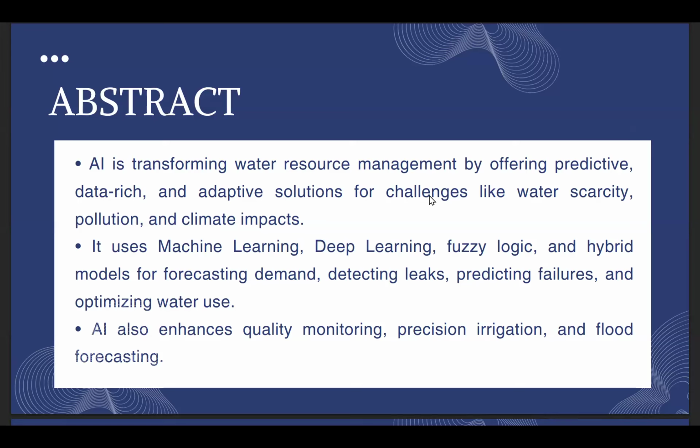Conventional systems rely on fixed routes and manual monitoring, while AI provides a data-driven and adaptive approach. It uses machine learning, deep learning, fuzzy logic, and hybrid models. These techniques help us forecast water demand, detect leaks early, predict system failures, and also optimize the usage of water. AI also improves water quality monitoring, precision irrigation, and flood forecasting, making water systems more resilient.